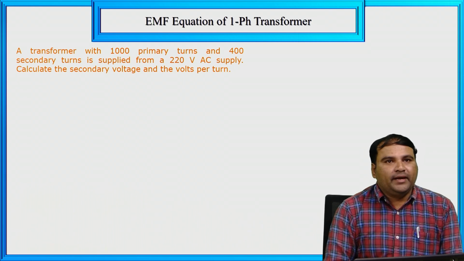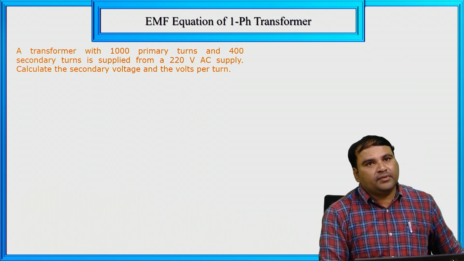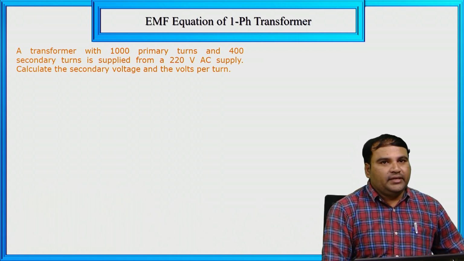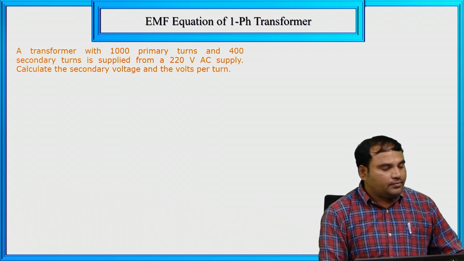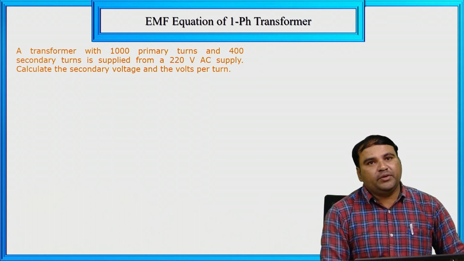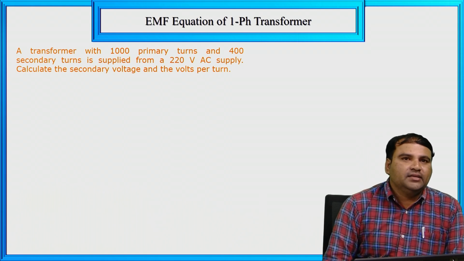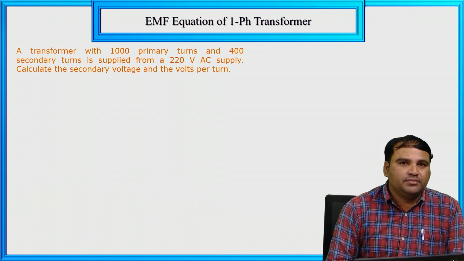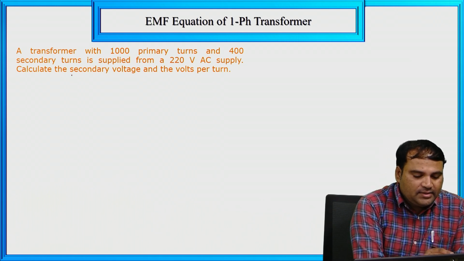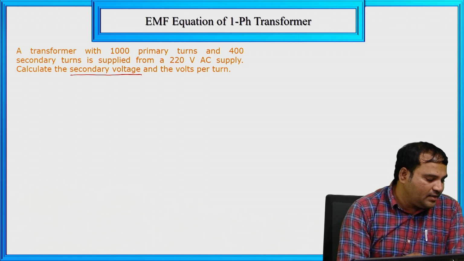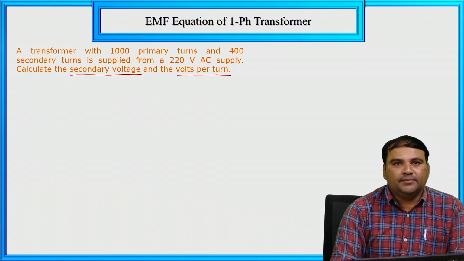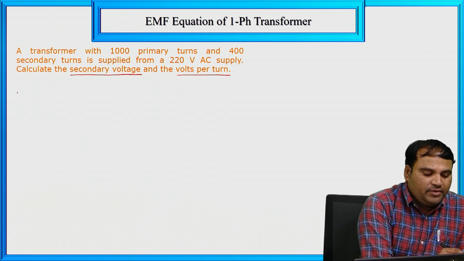So here a transformer with 1000 primary turns and 400 secondary turns is supplied from a 220 volt AC supply. So we need to calculate the secondary voltage and volts per turn. In this problem, we need to calculate the secondary voltage V2 and also we need to calculate volts per turn. Right? So here first we have to write the given data here.